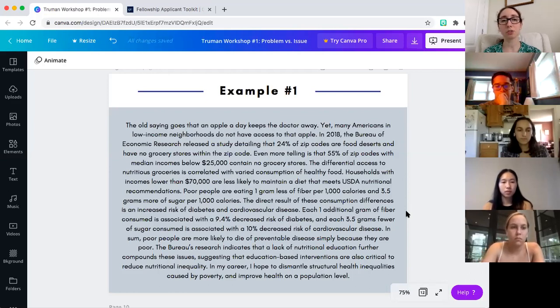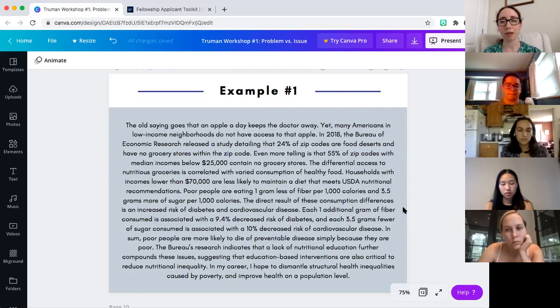The differential access to groceries is correlated with varied consumption of healthy food. Households with incomes lower than 70,000 are less likely to maintain a diet that meets USDA nutritional recommendations. Poor people are eating 1 gram less of fiber per 1,000 calories and 3.5 grams more of sugar per 1,000 calories. The direct result of these consumption differences is an increased risk of diabetes and cardiovascular disease.